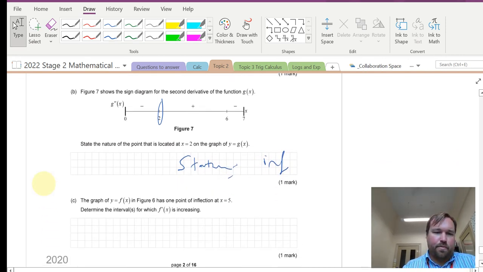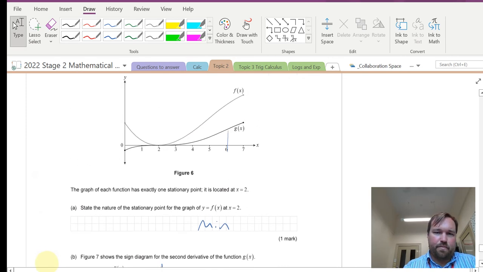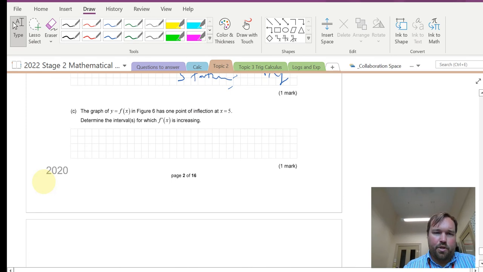On the graph, y equals f of x in figure 6 has a point of inflection at 5. Alright, so f of x has a point of inflection at 5. Determine the intervals in which f dash x is increasing. Well, that's a good one.